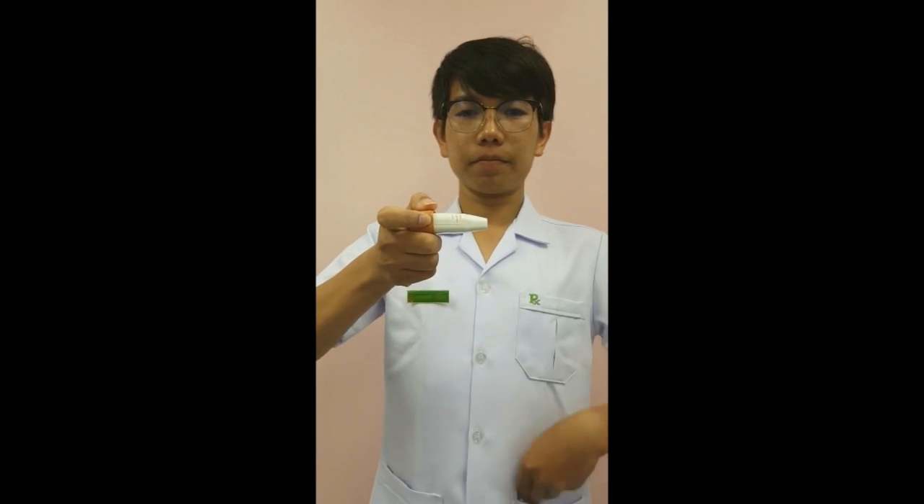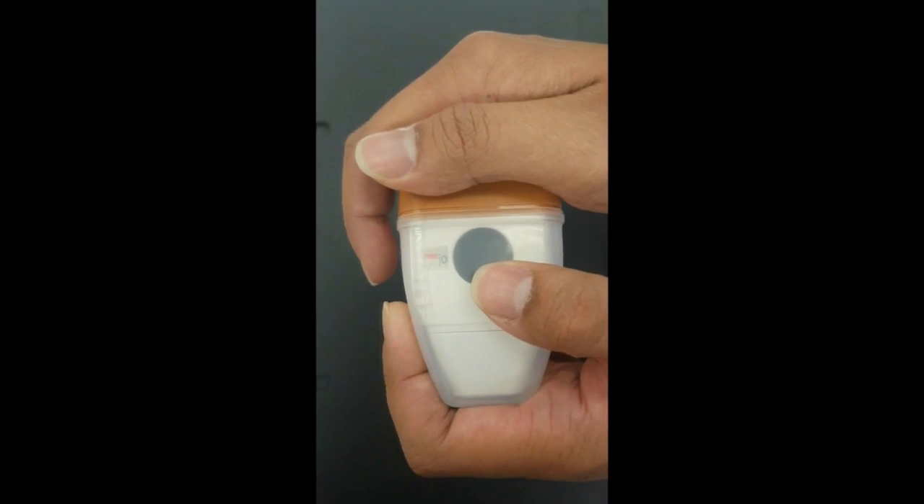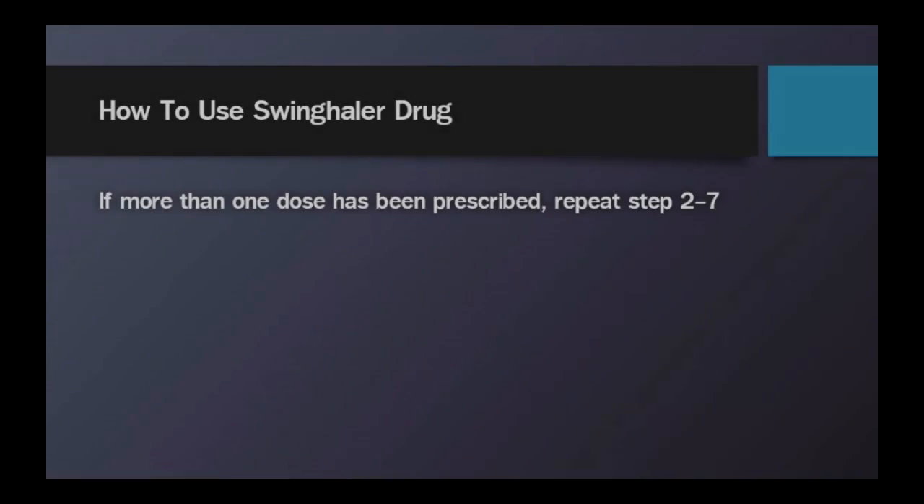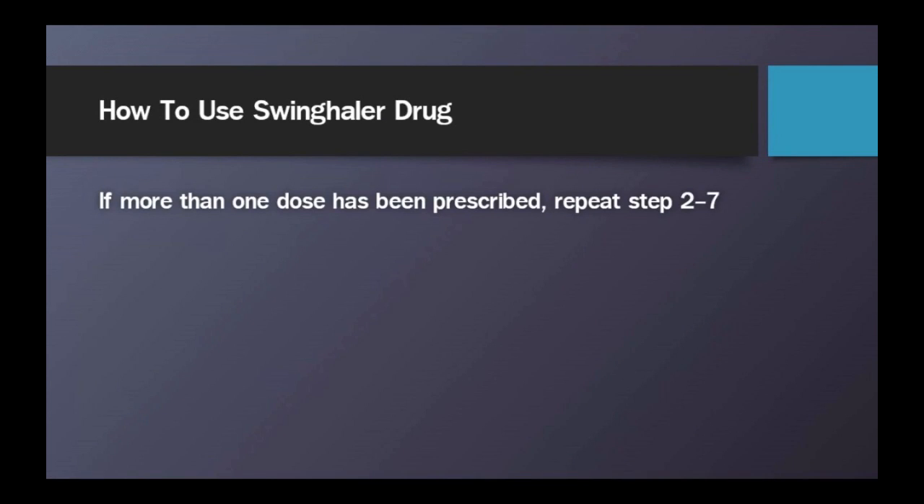Step 5. Inhale quickly and deeply. Step 6. Hold your breath for 5 seconds. Step 7. Push the button again to return the inhaler to the unloaded condition. Step 8. Close the cover. If more than one dose has been prescribed, repeat steps 2 to 7.